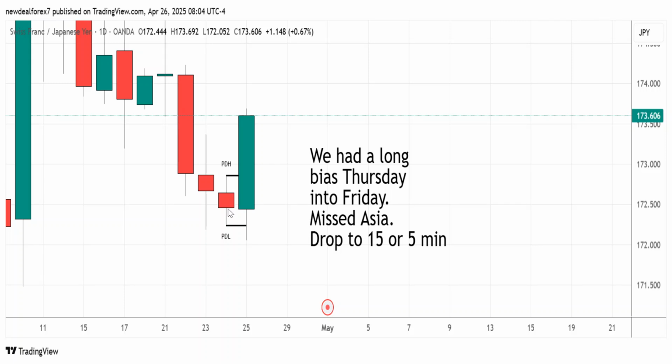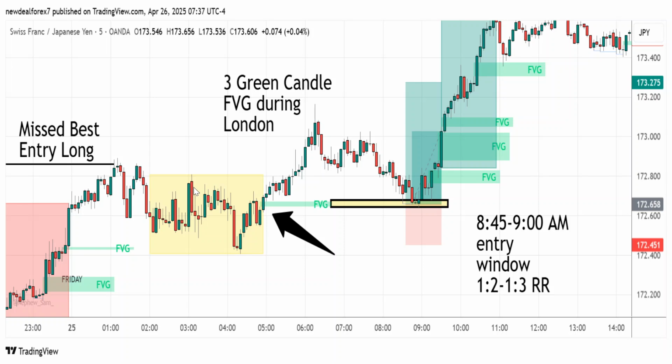All right, next one. Long bias because the prior day candle was short. This was Thursday. This was Friday. So how can we capitalize on it? We have a 3 green candle fair value gap in London right here. 1 green, 2 green, 3 green, right there. Now that was during London, but our trade didn't come until all the way over here.